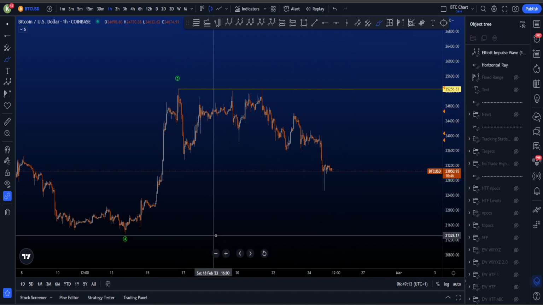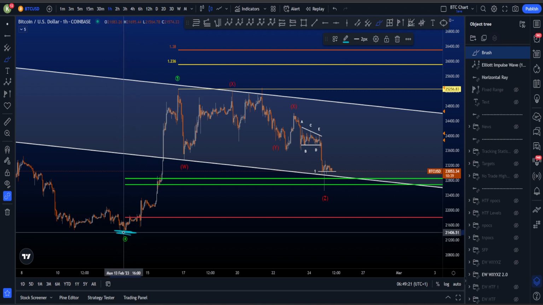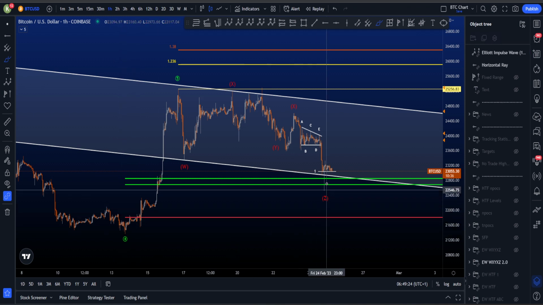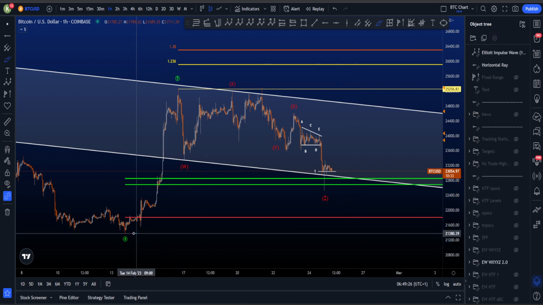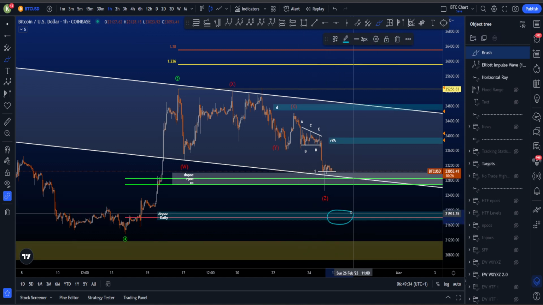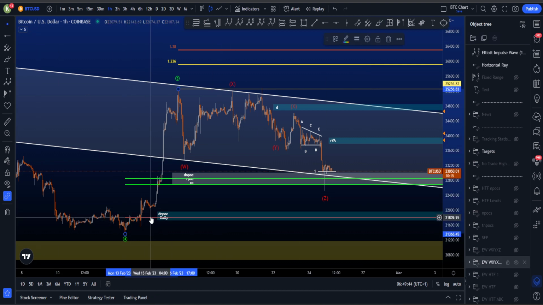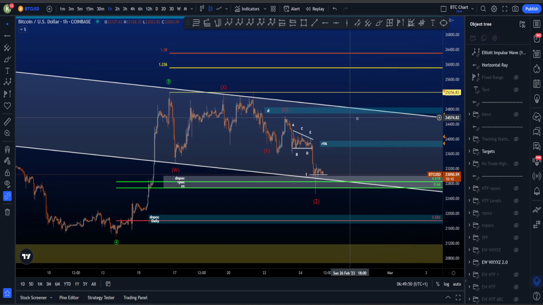And because of that, of course, the invalidation of this scenario is taking the low of 4 over here at 21.4K. So the moment price is moving to the downside and takes this low, it is invalidated. However, price can still move down, and I have another target box over here, which is the blue one, at about 21.9 to 21.7K, which also includes the 886 Fibonacci. Let me put the level on over here. So the 886 is inside this target area as well.